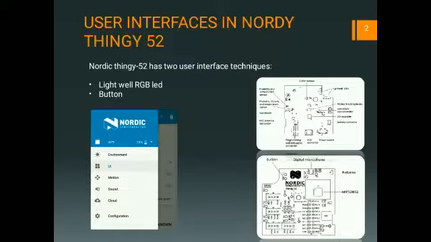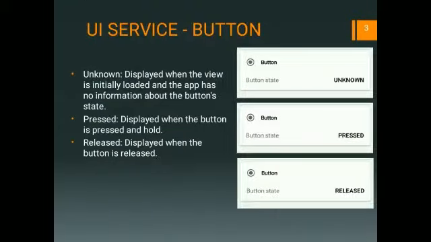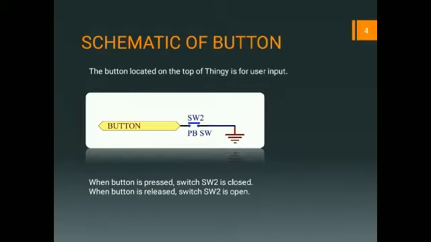Buttons can be viewed on the top of the Thingy. Lightwell LEDs can be viewed clearly in the bottom view. Button can be in three states: press state, release state, and unknown state when the button is not used. The schematic of the button is shown. When the button is pressed, switch 2 is closed. When the button is released, switch 2 is open.